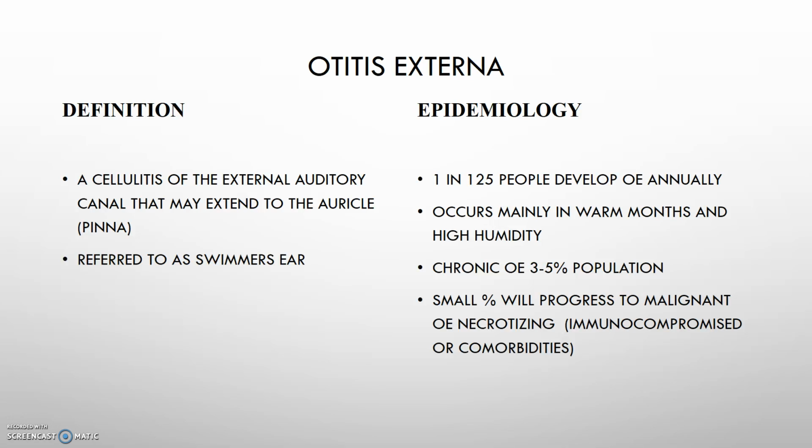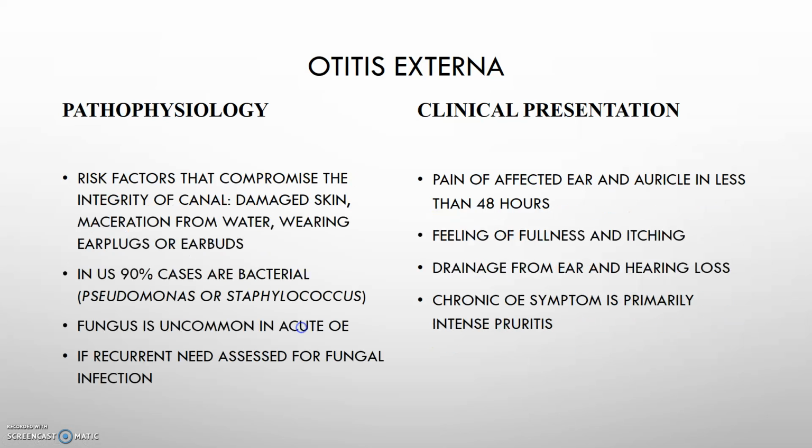Epidemiologically, about 1 in 125 people will develop otitis externa annually. It occurs mainly in warm months and in high humidity. Chronic otitis externa affects about 3 to 5% of the general population. And unfortunately, there's a small percent of people who will progress to malignant otitis externa or necrotizing otitis externa. This generally is found in patients that are immunocompromised or have comorbidities.